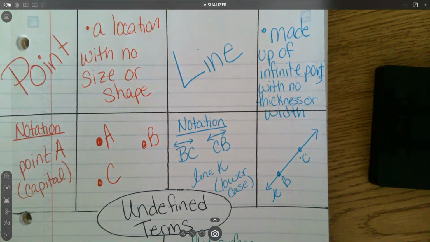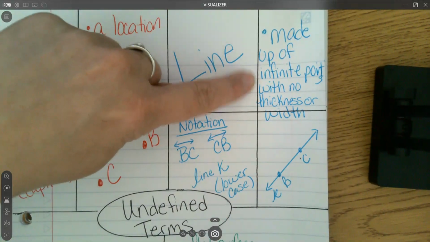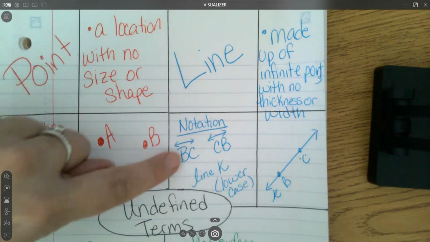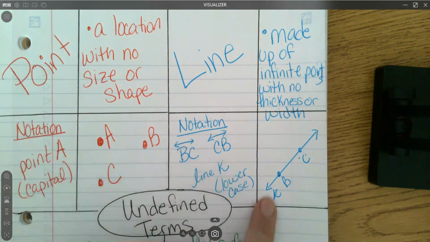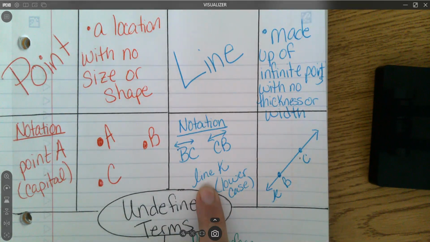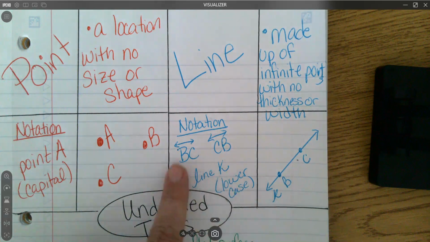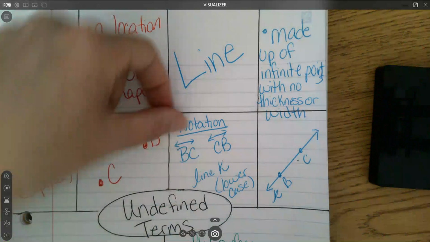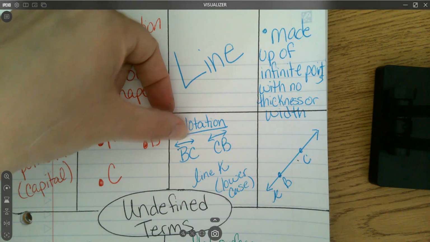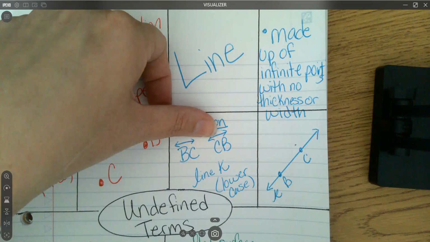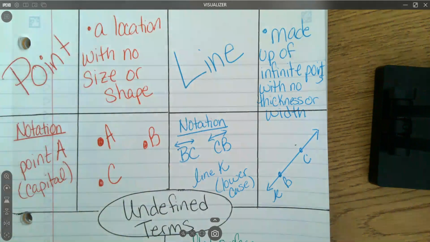A line is made up of infinite points with no thickness or width. Okay, the notation is a lowercase letter, but you have to put the word line in front of it so we know what the lowercase letter means. Line K. Or you could choose 2 points off of the line, but you have to draw the line above it. Okay, and it doesn't matter the order. You could have 20 points labeled there. Just pick 2. Doesn't matter which ones, as long as they're on the line.